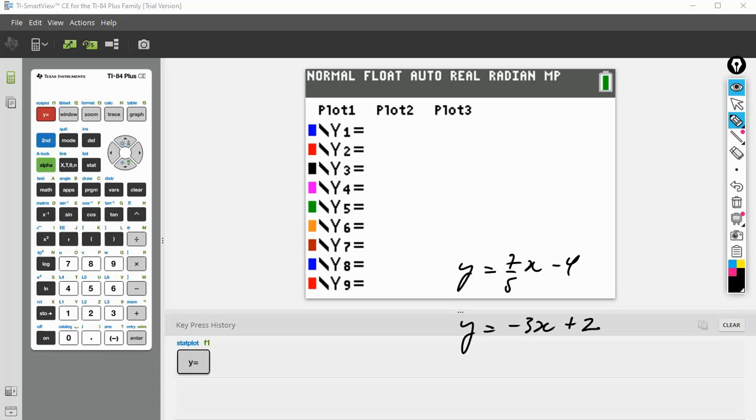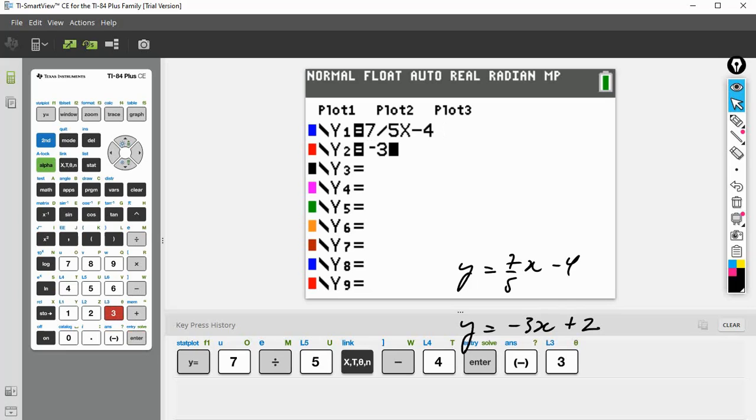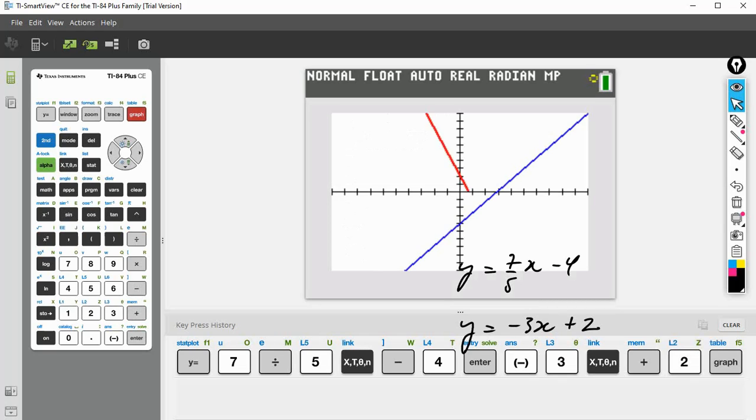So we proceed in the same way that we did before. We're going to write 7/5, and that's going to be 7 divided by 5, right? So just go to the calculator and type in 7 divided by 5, x, which is right there, minus 4. We can use this minus because we're subtracting 4. Hit enter, go to the next line, and we type in negative, so use this for negative, negative 3x plus 2. And now we are going to graph. So let's hit the graph button, and there they are.